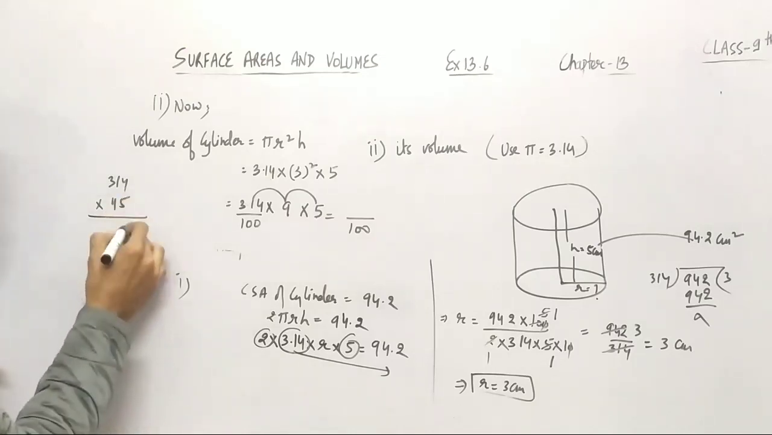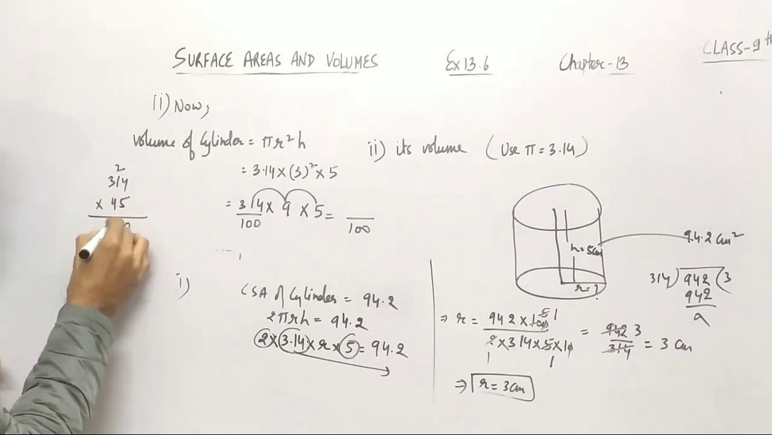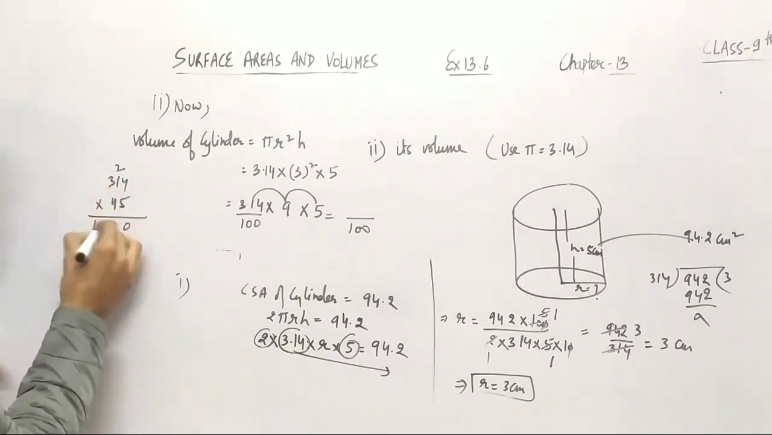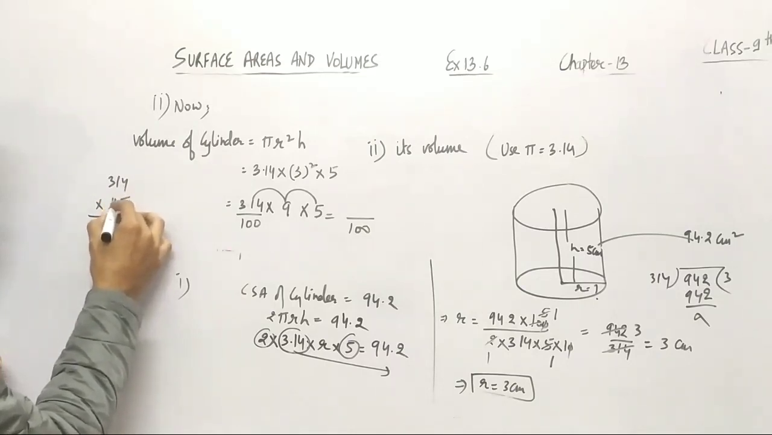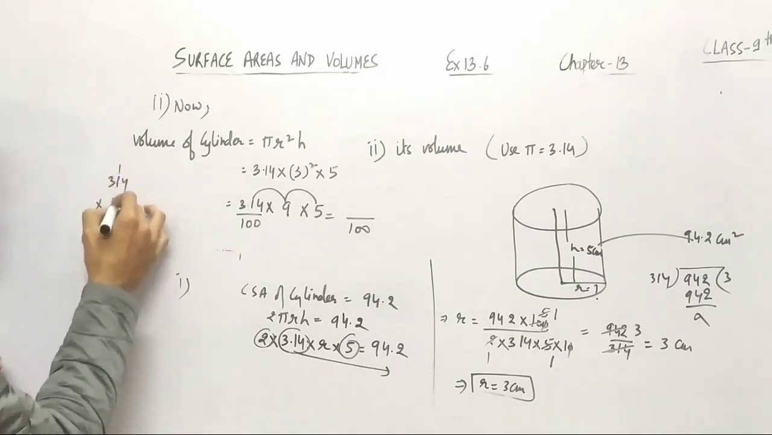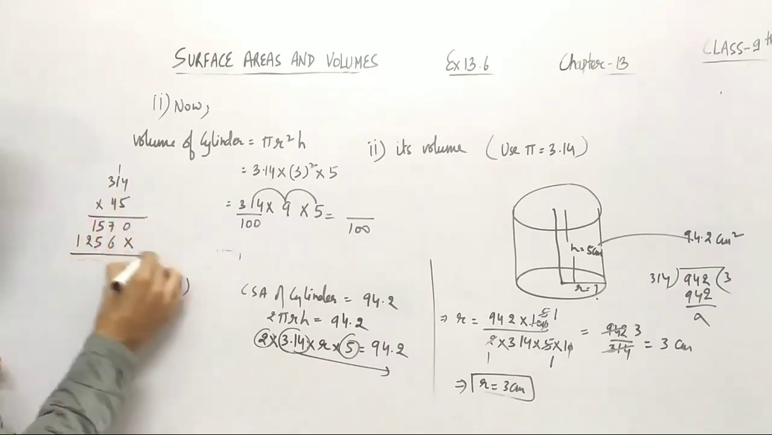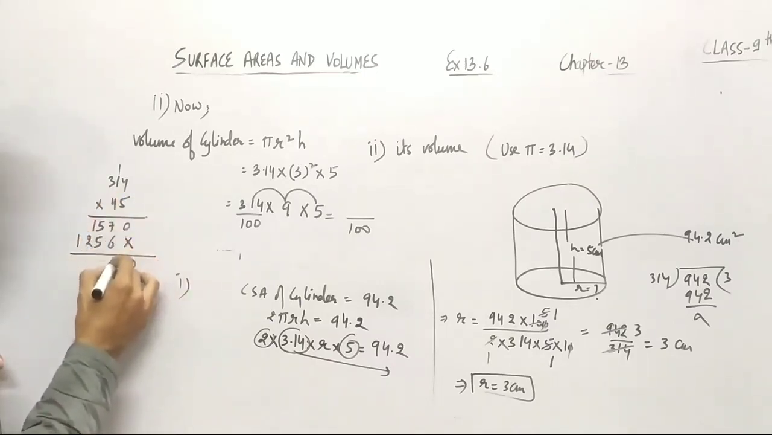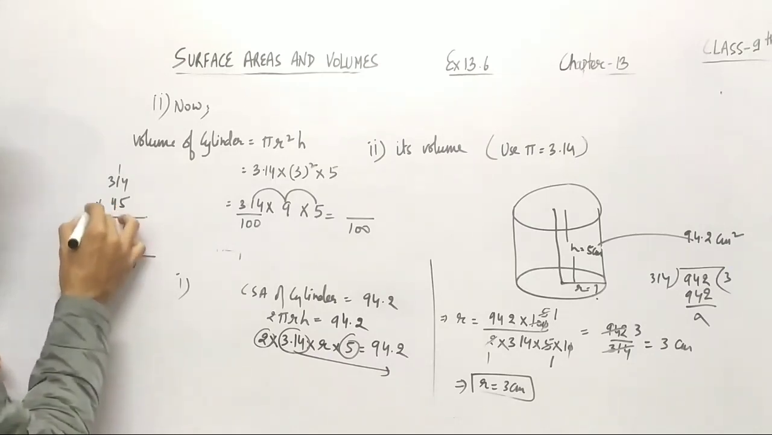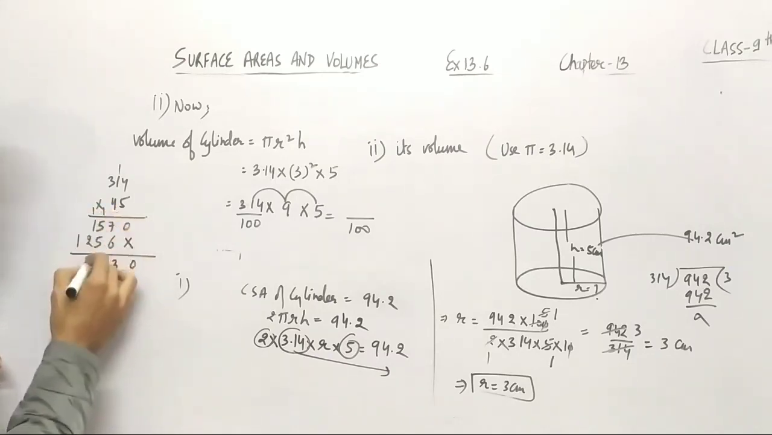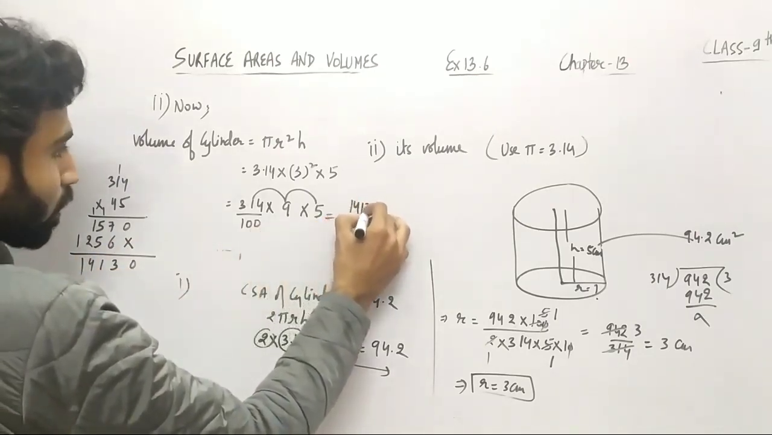So 5 4s are 20, 0 and 2 carry, right? Then 5 1s are 5, 6, 7, then 5 3s are 15, right? Now let me multiply 4 with this. So 4 4s are 16, 1 carry, 4 1s are 4 and 1 is 5, 4 3s are 12, right? So let me just add them. So 7 plus 6 is 13, 1 carry, 5 plus 5 is 10 and 1 is 11, so 2, 3 and 4, right? So then you can see 1 4 1 3 0.